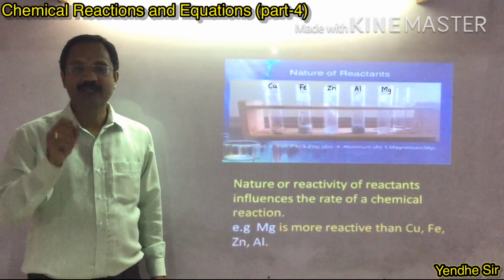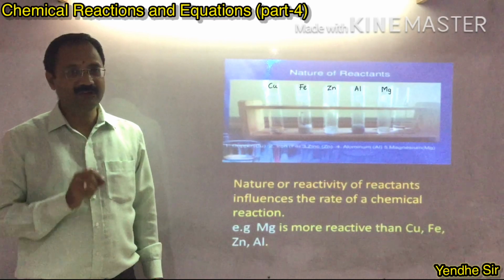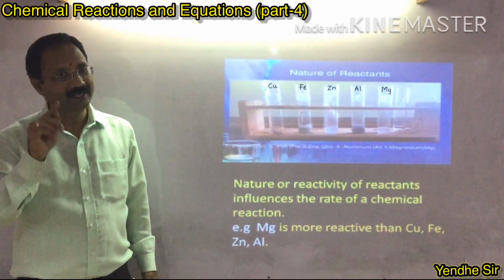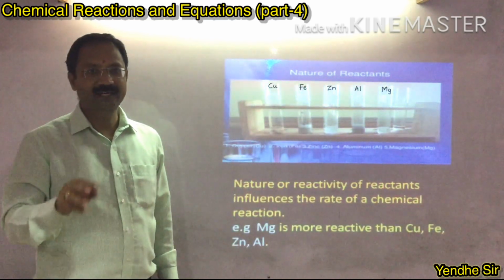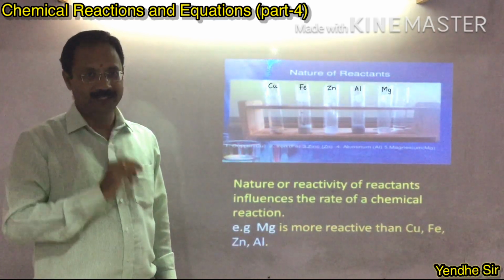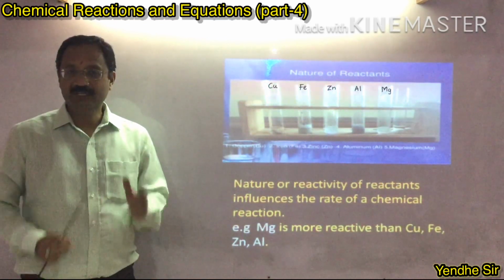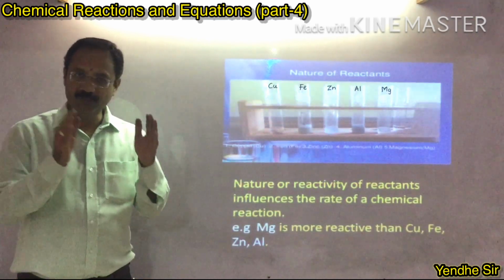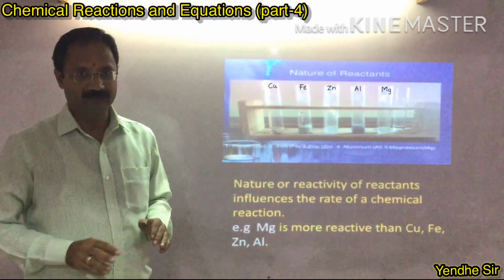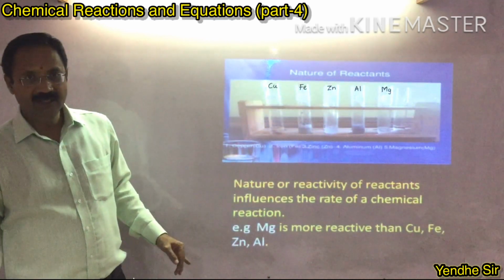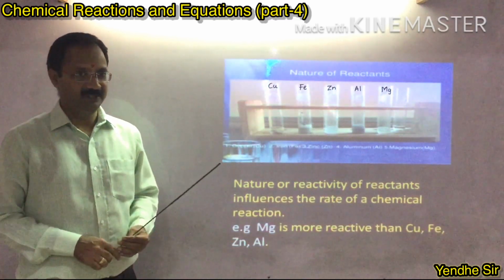Magnesium has atomic number 12. So its electronic configuration is 2, 8, 2. In the outermost shell, you will find that there are only 2 electrons. It means if the electrons are fewer in the outermost shell, then that element is more reactive. And that's why here magnesium is more reactive than other elements.